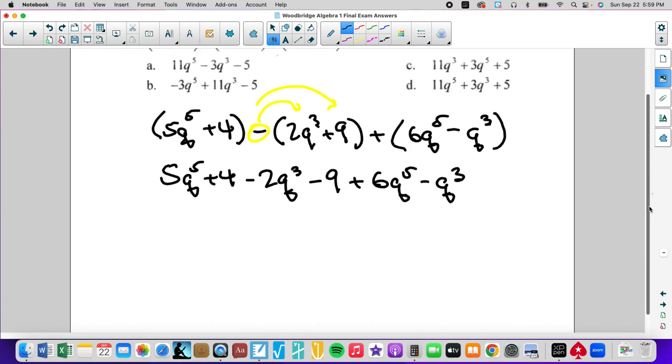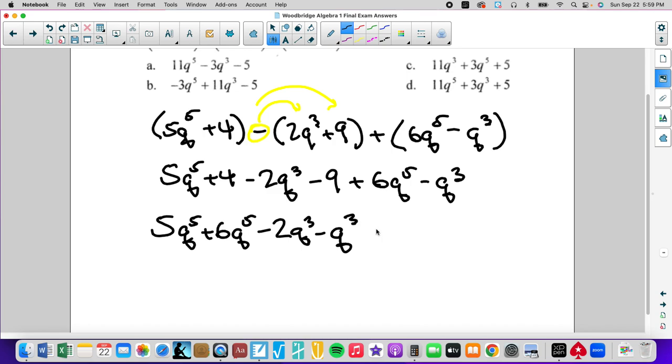And now we can do two things. We can write this in descending order via the power. So plus 6q to the 5th minus 2q to the 3rd minus q to the 3rd plus 4 minus 9. That's kind of easier to see the like terms. These are like terms, same variable, same exponent. We're going to combine their coefficients. So that's 11q to the 5th.